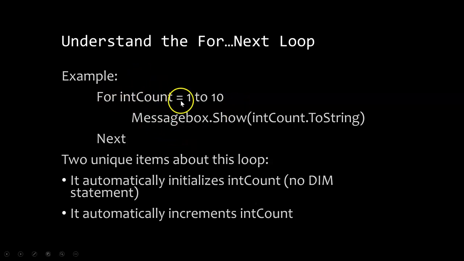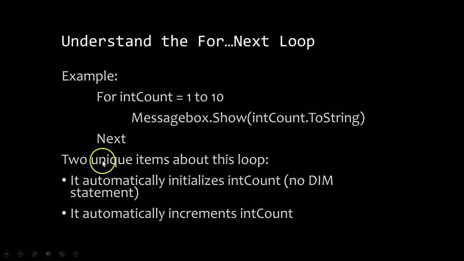This says for int count equal to 1. What this is doing is initializing int count. It's still a variable, and I'm making it equal to 1. Okay, and I'm going to go to 10. It's going to do the message box, and then it hits the next. When it hits the next, it goes back up and automatically increments one time. So for next loop, you don't have to worry about incrementing your counter. It will do it for you. As soon as it hits 10, it will fall out of the loop and go to the next line past the next in your code.